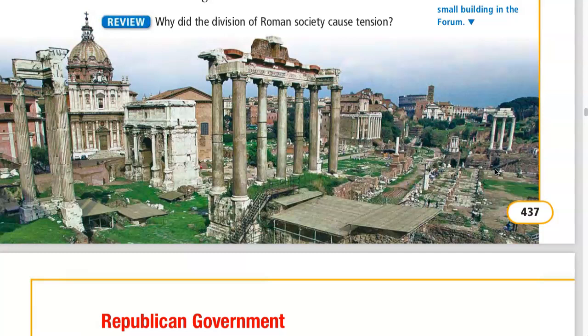We do have a very fine picture of the Forum here, and I wonder whether you can tell what kind of columns there are on the structures that have been rebuilt.